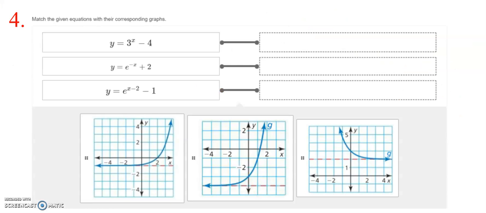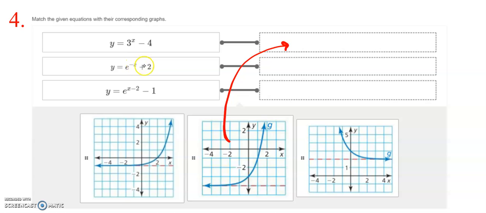All right, match the given equation with their corresponding graphs. So all three of these are exponential growth because all of their bases are greater than 1. And if we look here, exponential growth, this one looks like exponential decay, which means that somehow we've done a reflection. All right, so we'll keep that in mind. This first one should be 3 to the x and then something lowered by 4. So our range is going to be 4 and above. So that's going to be this guy.